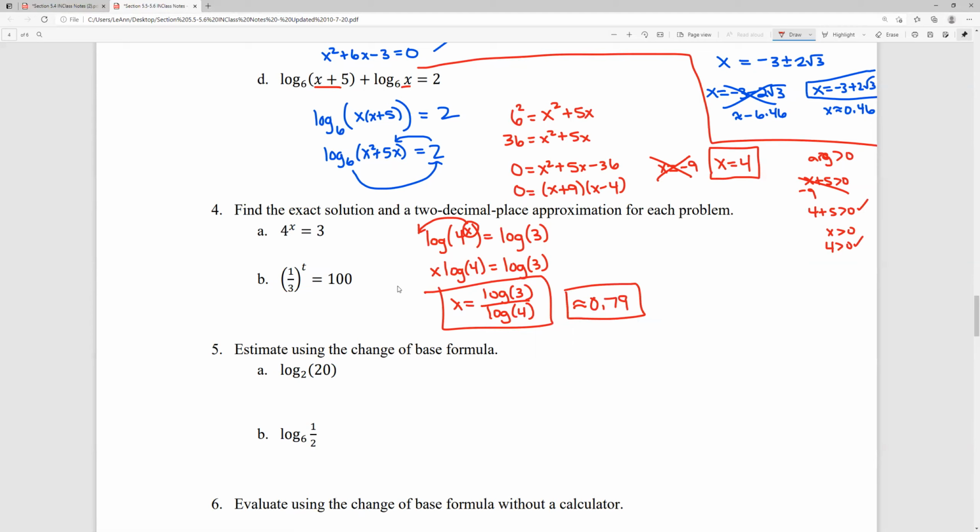Also on that video, pay close attention because I talk about how this is actually called the exact solution and this is called the approximation. So you have to read to see what they're looking for. Sometimes they may want both.